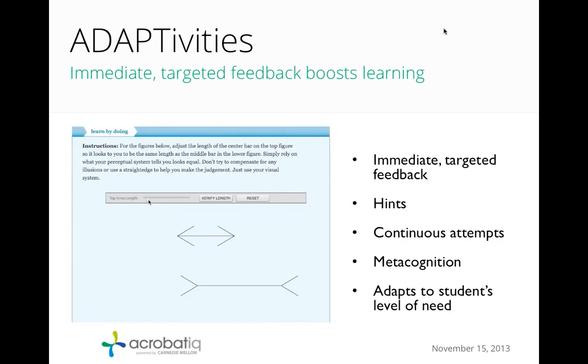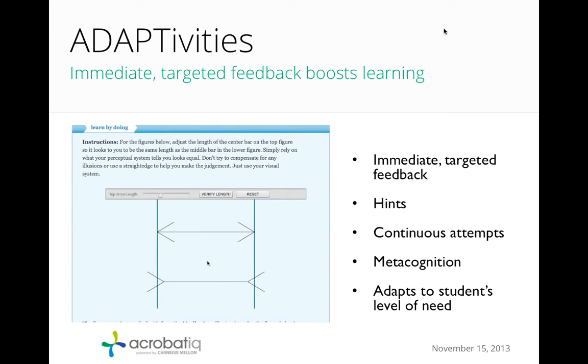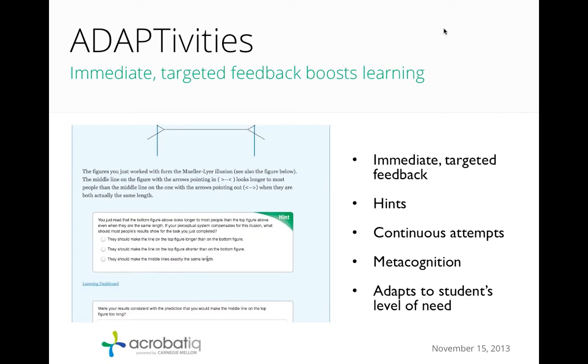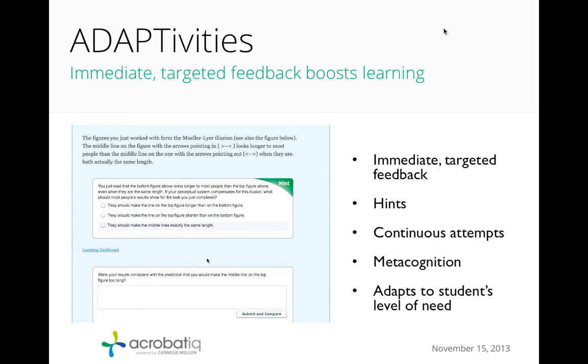So, adaptivities. These are where most of the learning is actually enacted in the course. This is where students will practice with what they have learned. Here we have a learn by doing. There are hundreds of these throughout every course. And in this one, in the psych course, the student is asked to check the lengths of these lines in the Mueller-Lyer illusion, and then act on what they have learned by following the instructions here.